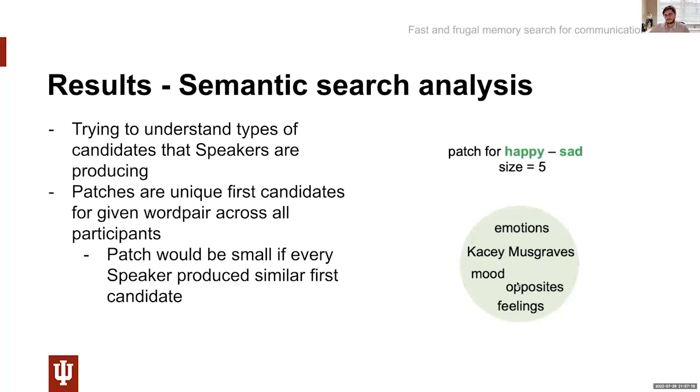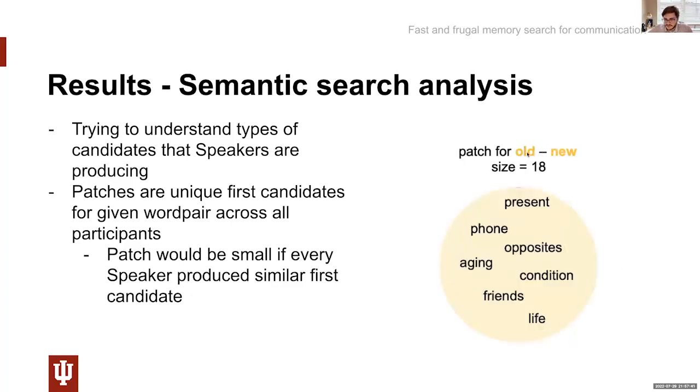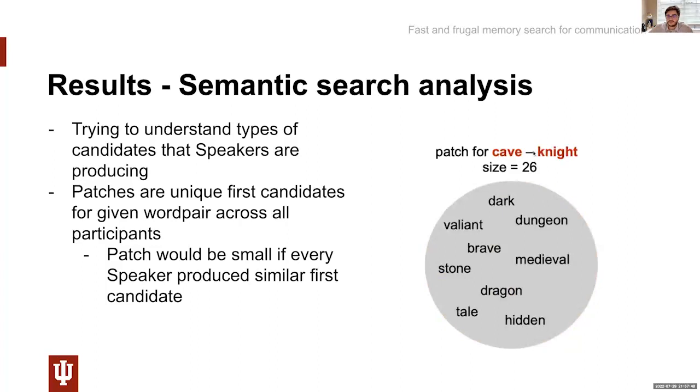So we can see that most people over time produced a very similar first candidate, which we saw in the proportion visualization earlier, where 80% of the time the participants used emotion as their first clue and final clue. But we can see that as it increases in difficulty to medium, the size actually increases as well. And it continues with a harder one that we found in the previous board, which is cave and night, where the size is actually 26.